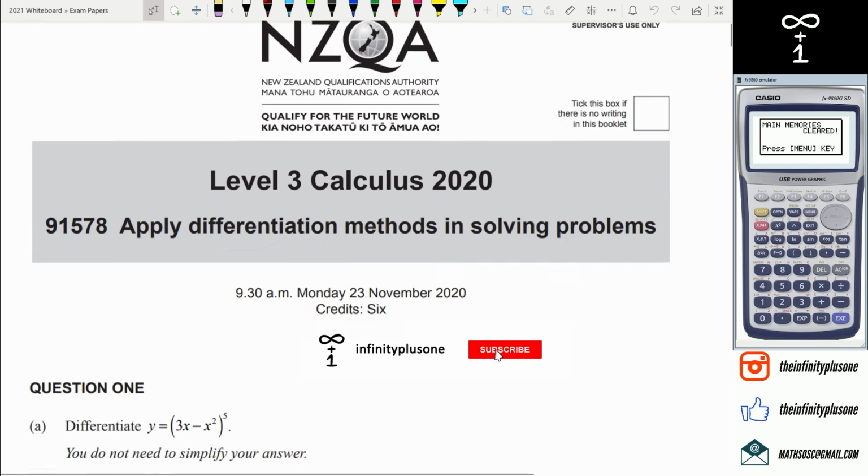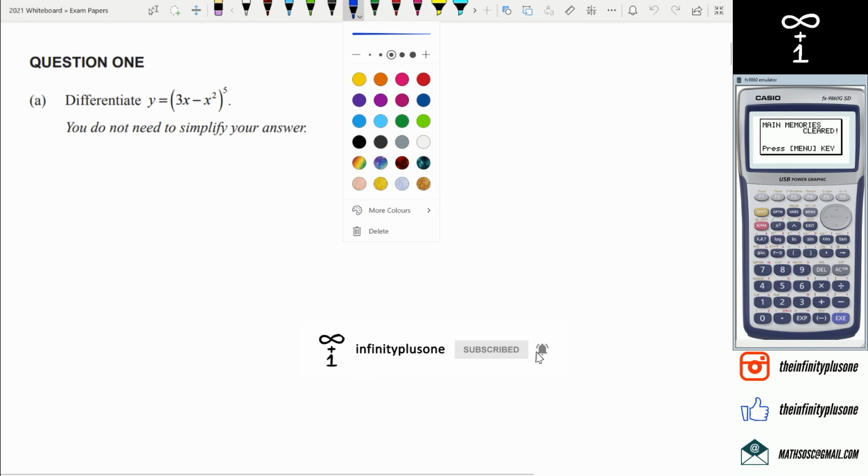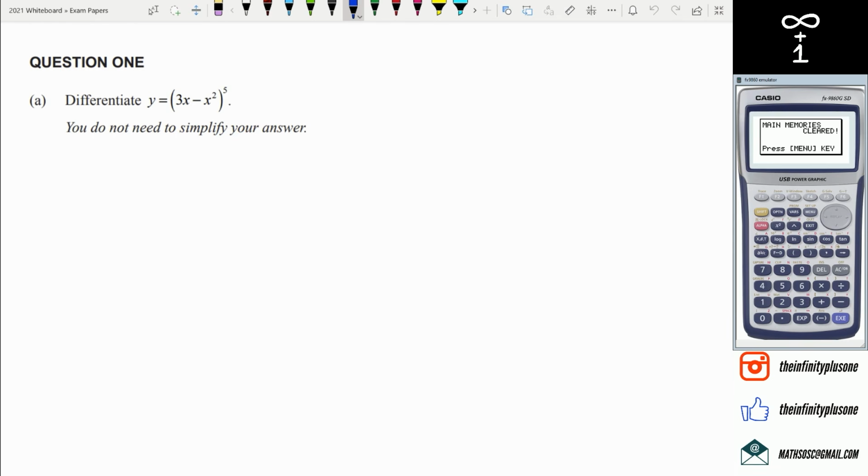All right, guys, let's go to question 1A. So question 1A, as always, starting with a nice differentiation question. So we're going to differentiate this. What do we got? y dash is equal to, bring the power in front, so it's going to be 5(3x minus x squared) to the power of 5 take away 1, so that's going to be 4. And of course, I've always got to multiply by the differentiation of whatever's inside the bracket here. So in this case, it's going to be 3 minus 2x. And that's something people just tend to forget all the time.